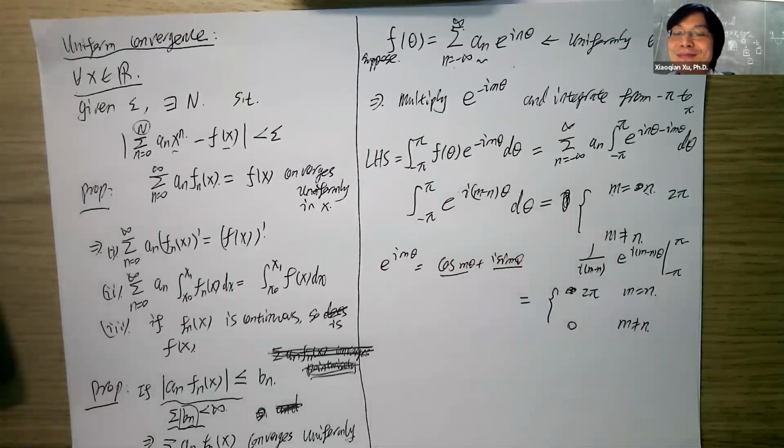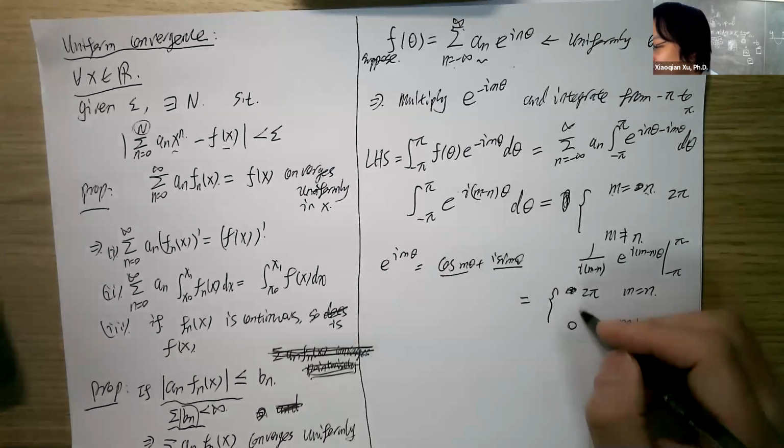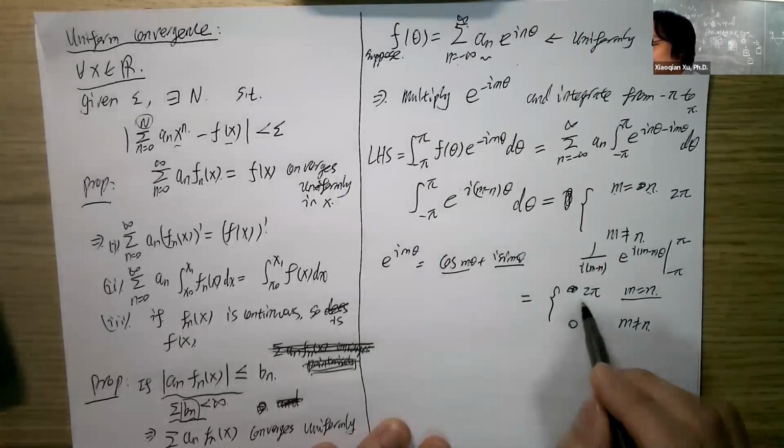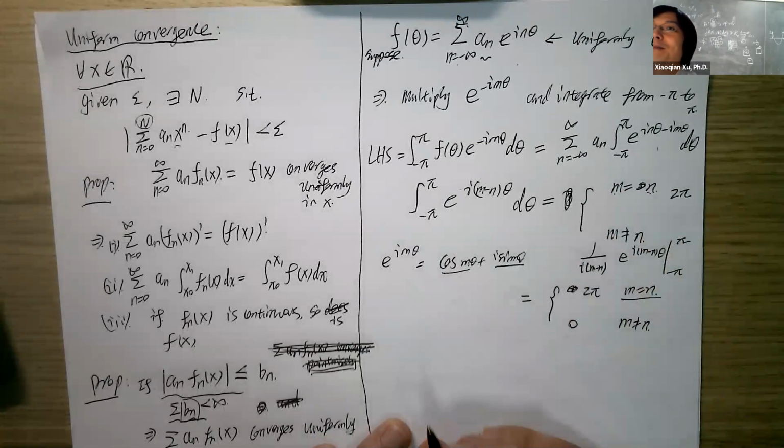right? Sine and cosine both of period 2 pi. Oh, okay, and we just subtract them. Okay. Yeah, right. So what do we have? If m equals n, it equals 2 pi. If m is not equal to n, it just disappears.